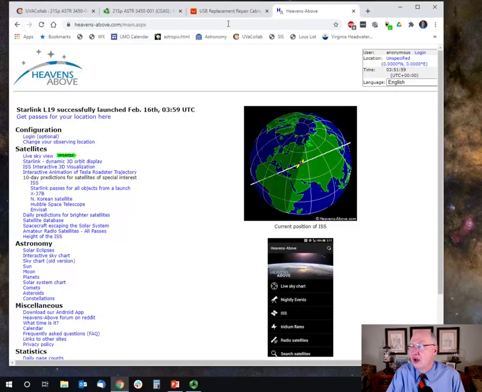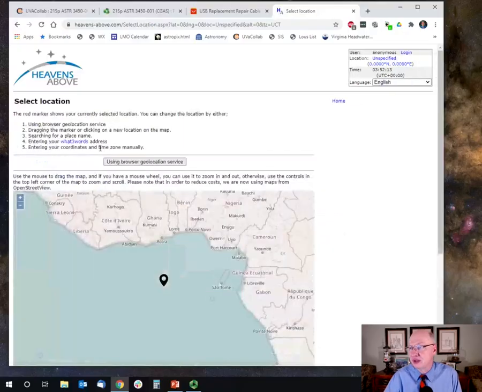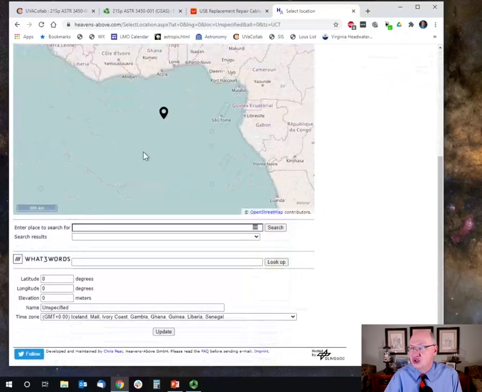They allow you to track all kinds of interesting things. So the first thing you'll notice when you log in, if you look in the upper right corner, it says that your location is unspecified, and it's got you at longitude 0, latitude 0. We don't want that. We need to change our observing location. So you can click on this button right here, and you can pick an observing location on the surface of the Earth. So they started you at 0 longitude and 0 latitude.